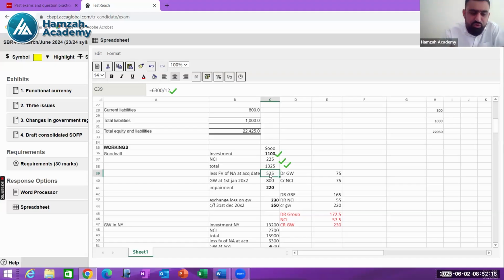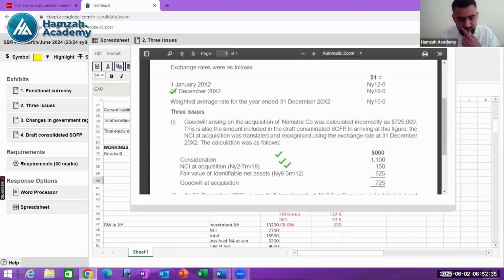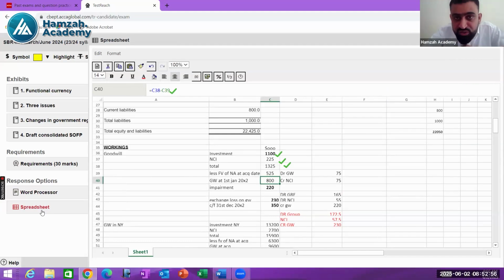The exchange rate at the date of acquisition is 12 NY equal to $1. So in dollar terms, it is 525. So the resulting goodwill you have is 800. And the goodwill which they have determined is 725. So after rectifying this mistake, your value of the goodwill has increased by 75, just due to the right calculation of the NCI. And as I told you, that value should be determined using the rate at the date of acquisition.